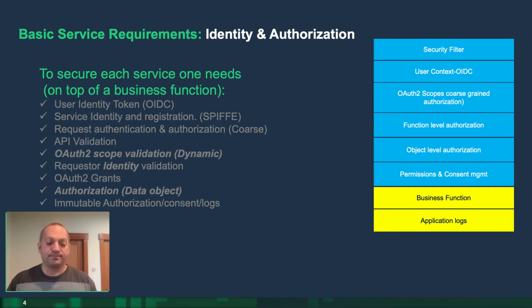Lastly, we have authorization at the data object level, meaning not only what can a user do in an application, what can an application know about a user, but what can an application see about a user or share about a user to other applications. Lastly, all this has to be wrapped up in immutable authorization for consent, for logging, for exactly what transpired within that business function.